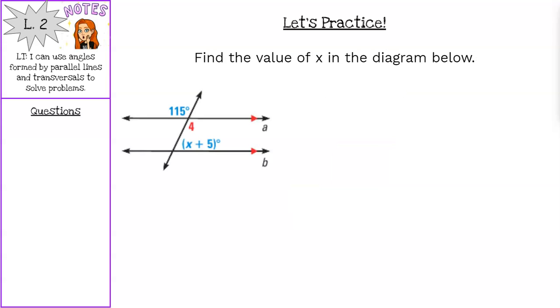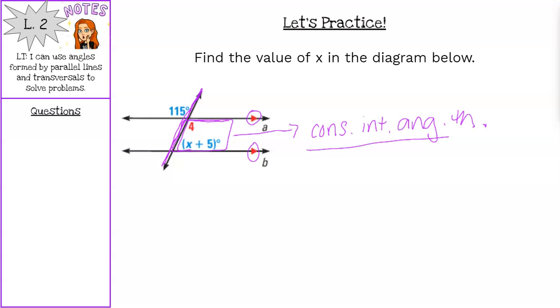All right, next one: find the value of x in the diagram below. So if we look at what we're given in our diagram, we have parallel lines cut by a transversal. And we have a couple different angle measures. But we know that these two angles are going to sum to 180 because they are consecutive interior angles. So by the consecutive interior angles theorem, we know that the measure of angle 4 plus x plus 5 is going to equal 180 degrees.